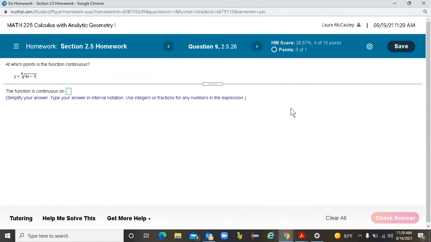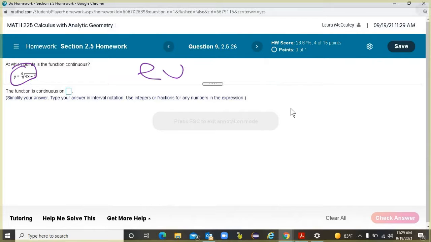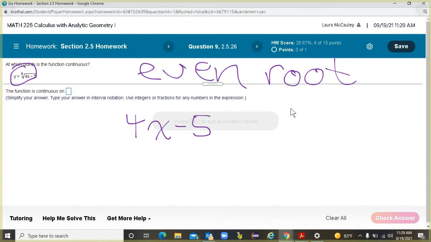All right, so let's look at this one. Now notice the 4x minus 5, the radicand there looks just fine. It's a line. It's good to go anywhere, except wait a minute. We're doing an even root. With even roots, you've got to be a little bit careful because you can't take the even root of a negative number. So we have to make sure that 4x minus 5 is non-negative, and so that means greater than or equal to 0. So we're good as long as we're looking at values that make this greater than or equal to 0.